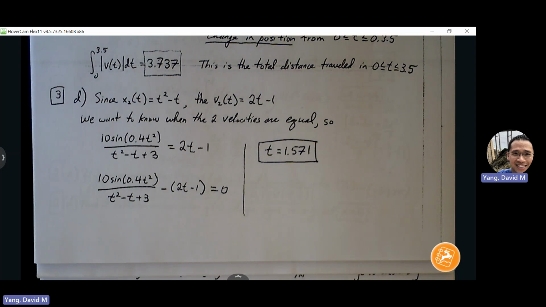This is tough to solve, so we make the calculator do it for us. I can either graph these two equations and look for the x-intercept, which may be difficult to find, or I can bring everything over to one side, graph this long expression, and then just look for the x-intercept. That's another way to do it.